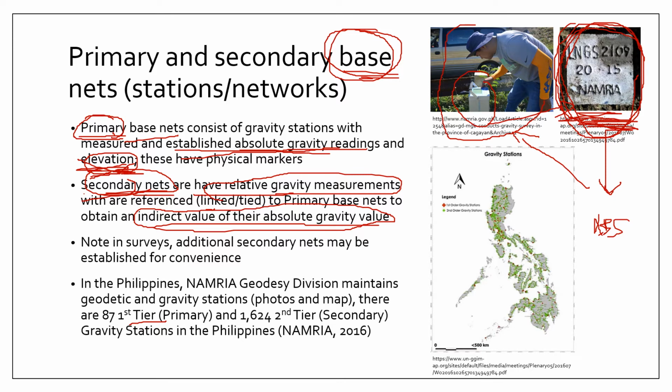All right. In surveys, sometimes it's not practical to go to these stations repeatedly. So sometimes what happens in gravity surveys is we just look for a primary gravity station and calibrate our instrument in that area. Then we establish secondary base stations, all right, and we use them as our mainstay base stations throughout the survey.